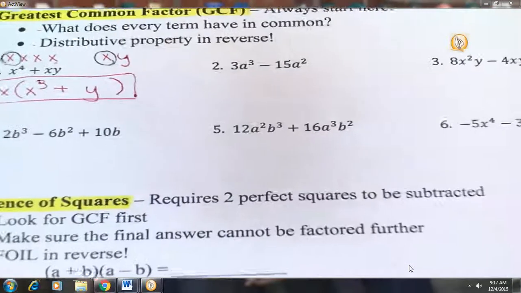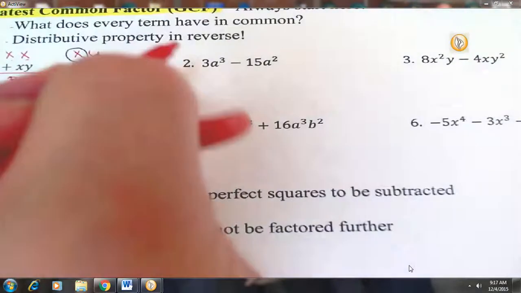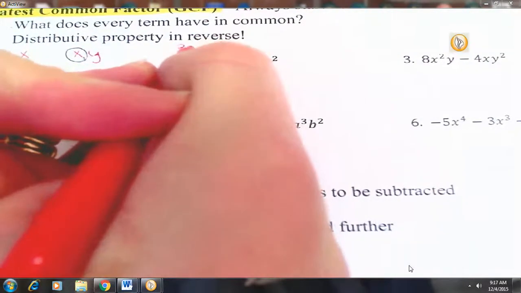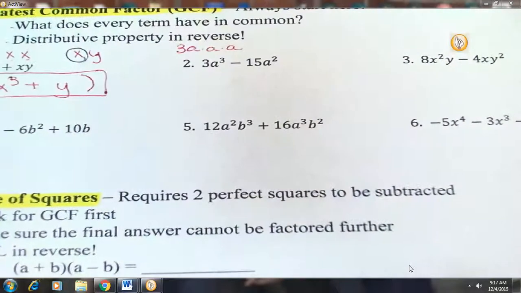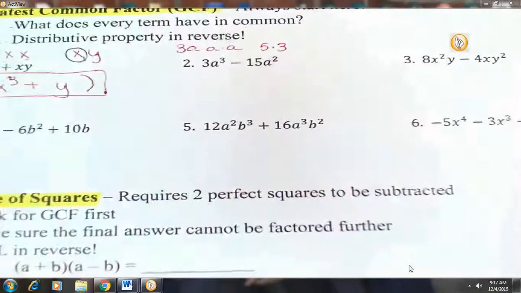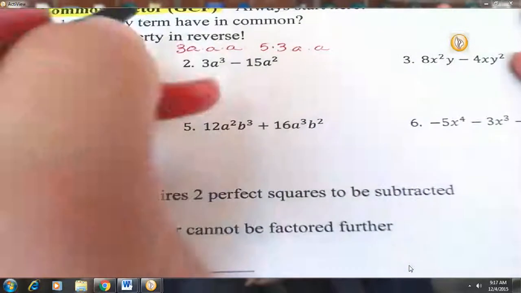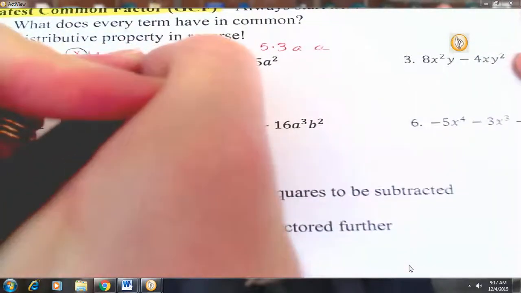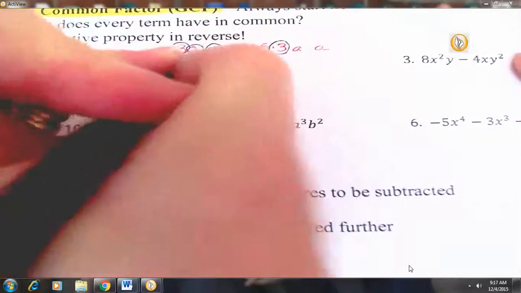Look at number 2. 3a cubed minus 15a squared. So that's 3 times a times a times a minus 15. Well, 15 can be broken down into its smallest factors, 5 times 3, and a squared is a times a. So what do we have in common? We have 3, and we have how many a's in common? 2 of them.